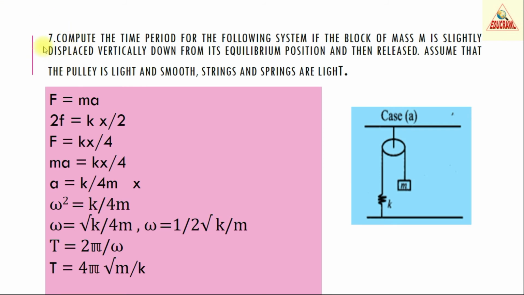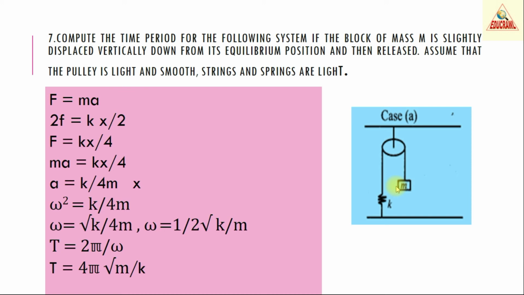The 7th problem. Compute the time period for the following system if the block of mass m is slightly displaced vertically down from its equilibrium position and then released. Assume that the pulley is light and smooth and strings and springs are light. So in this case A, you have got a pulley, one side is attached to a spring and the other side is attached to a mass. So when you just pull this mass and leave it, it executes a SHM.